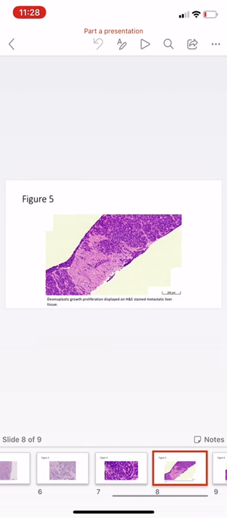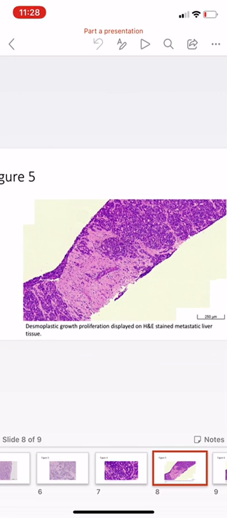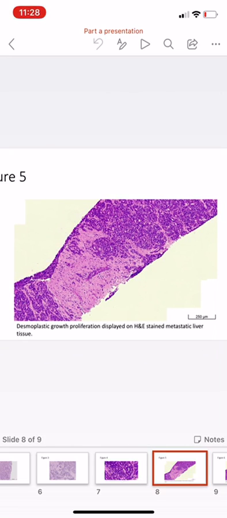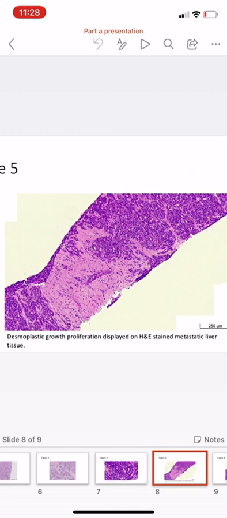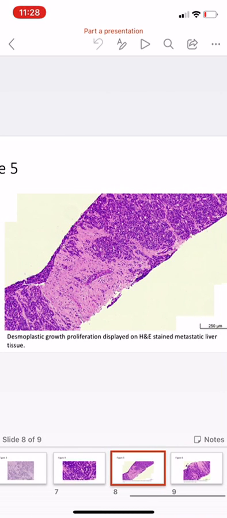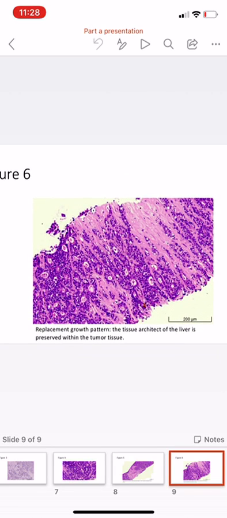We have figure 5, which shows desmoplastic growth proliferation in the liver tissue. So a high amount of fibrosis. Figure 6 also shows evidence of replacement growth patterns. So the tumor infiltrates through the tissue without disrupting the normal architecture.